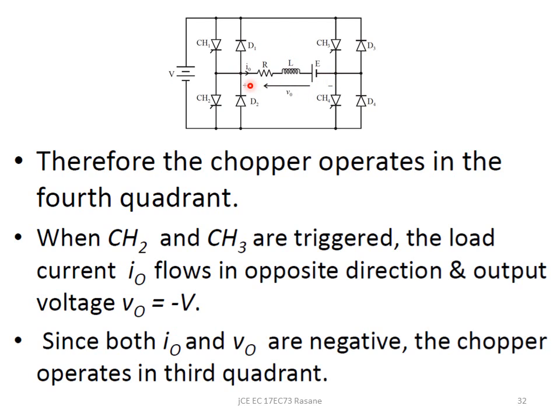Since both I naught and V naught are negative, how is the current going to flow? If you just see the direction, the current will always flow opposite to what we did previously. So the voltage is negative, the current is also negative, right? The chopper is said to be in which quadrant? Both are negative, third quadrant operation. Okay.